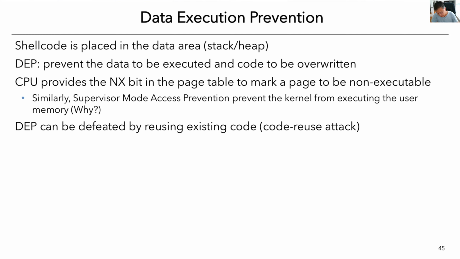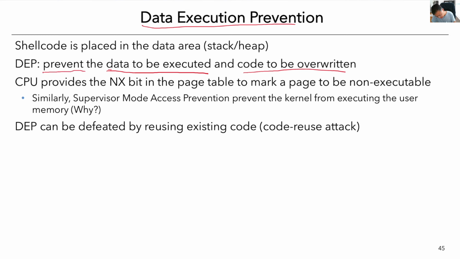Okay, so another defense is called data execution prevention. Right, data execution prevention. So it basically has two parts. So the data cannot be executed, and the code cannot be overwritten.